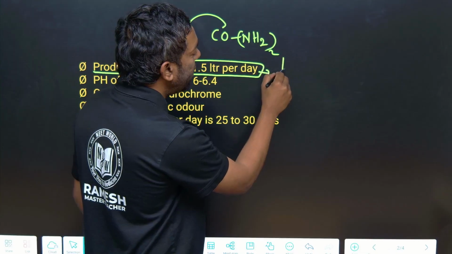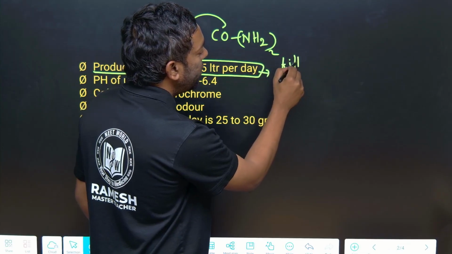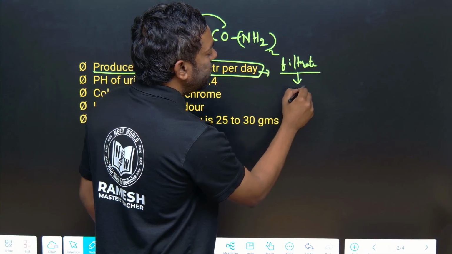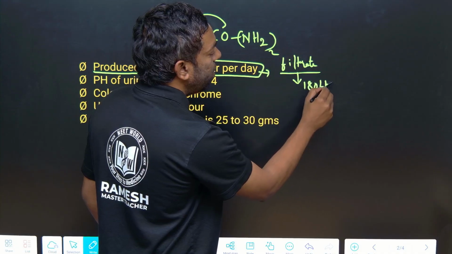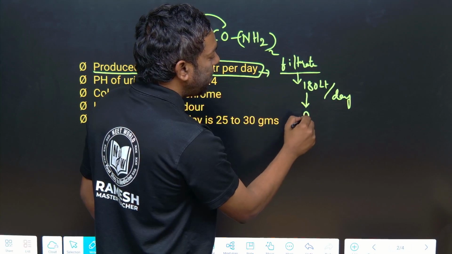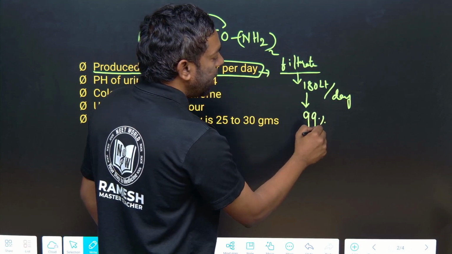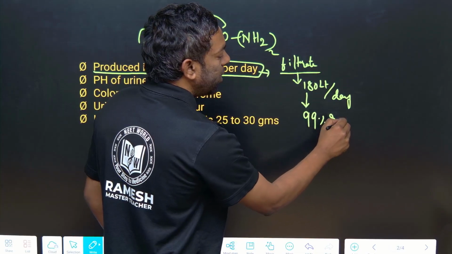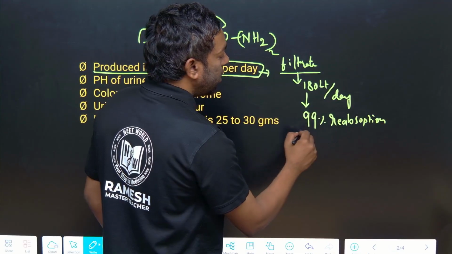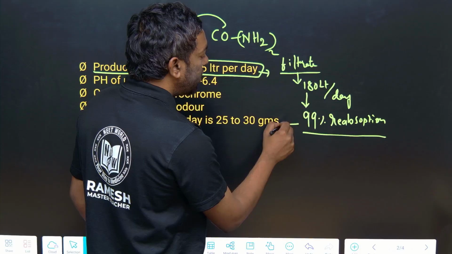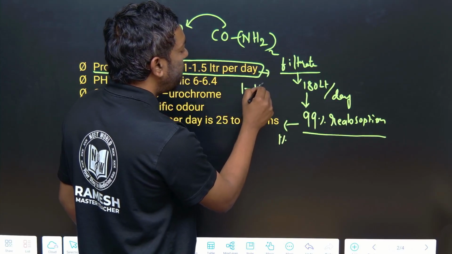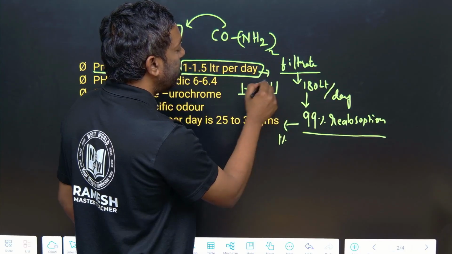Actually, the filtrate is 180 liters per day. But with 99% reabsorption, only 1% is excreted, that is 1 to 1.5 liters per day.